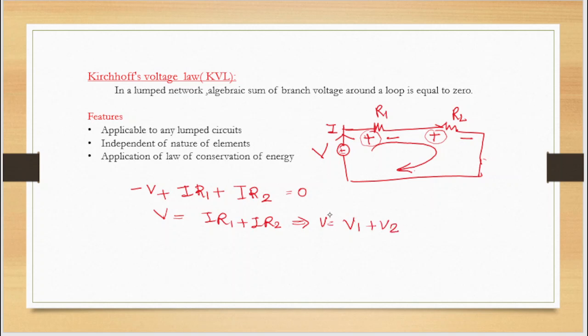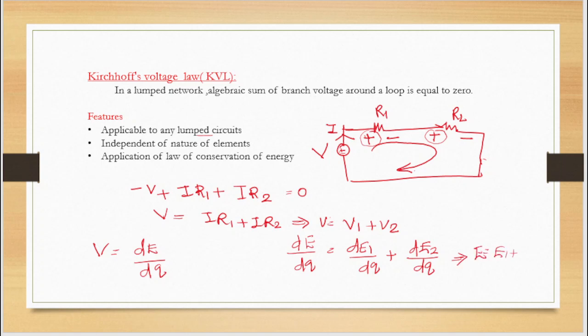This is Kirchhoff's voltage law, and it is also applicable for a lumped circuit, and it is independent of the nature of the elements. It is the application of the law of conservation of energy. We know that voltage is the rate dE by dQ, that is, energy per charge. So we can put dE by dQ is equal to dE1 by dQ plus dE2 by dQ, or from this we get that E is equal to E1 plus E2. So this is the law of conservation of energy. This is about Kirchhoff's voltage law.